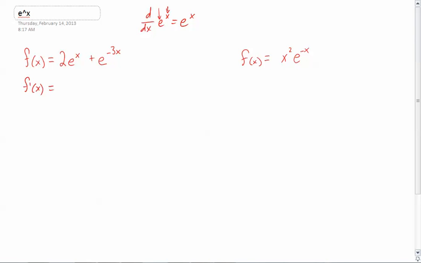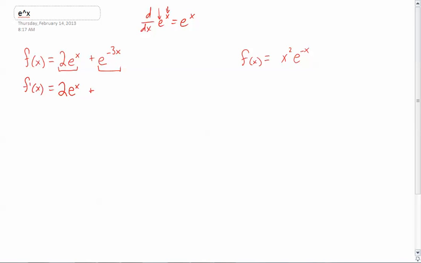Now remember, when you have a plus or minus, you can take the derivative of these things individually. So the first thing I'm going to do is take the derivative of the first term. Since there's a constant in front, I can just leave the constant there, take the derivative of e to the x, which is e to the x. All right, then we're going to go plus.